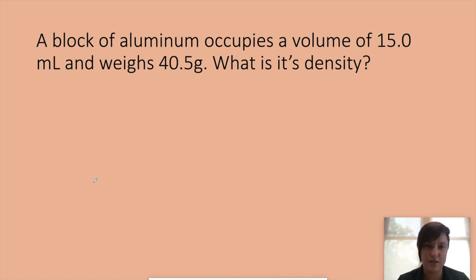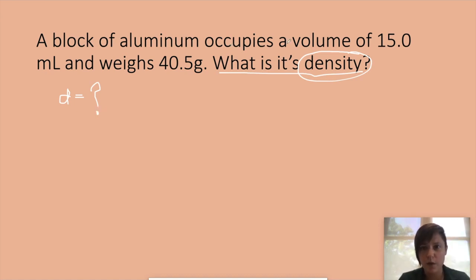This one tells us that a block of aluminum occupies a volume of 15 milliliters and weighs 40.5 grams. And then it asks us, what is its density? So first thing we have to figure out is, what is this asking us to do? Well, it's asking us, what is its density? So we're looking for density. We know that D is a question mark for us because we don't know what it is yet.